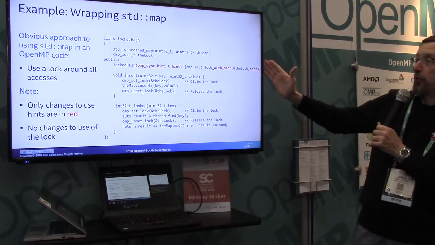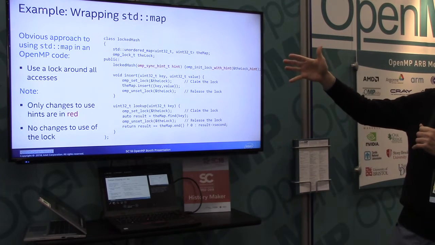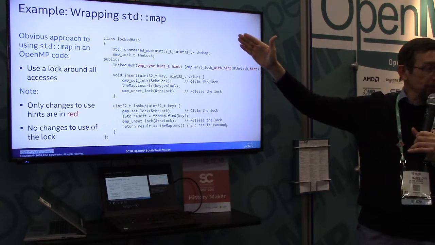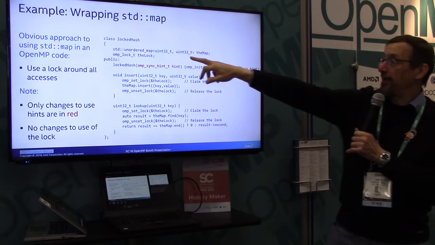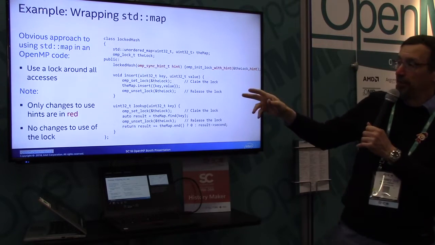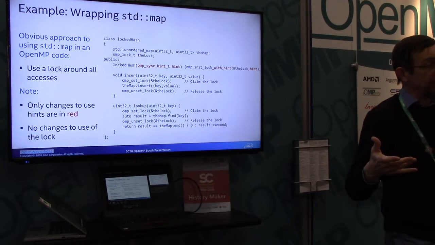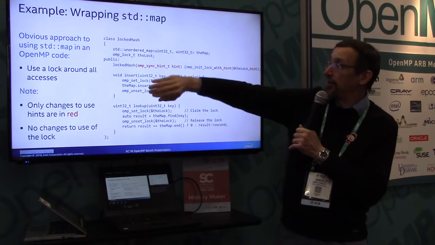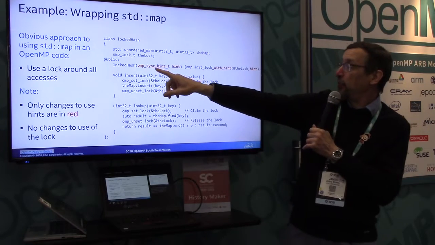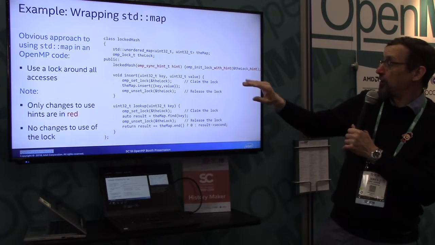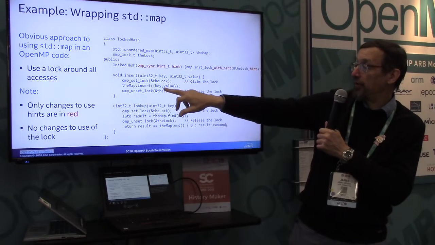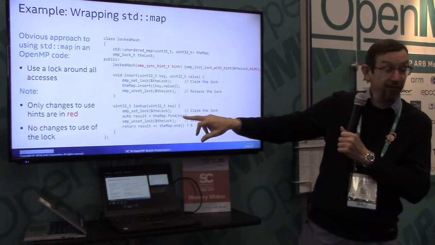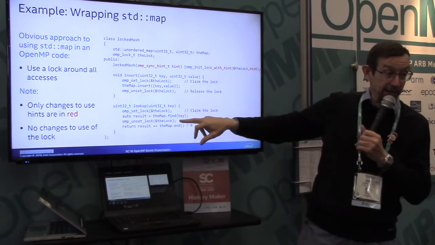So the example that we're using here is to say, okay, I've got some program. It's using a std::unordered_map, which is just a hash table, to map from an unsigned 32-bit integer to another unsigned 32-bit integer, and I want to use that inside an OpenMP code. Well, what I'm going to do is build myself a locked hash class like this, and I put a lock in there. And when I initialize the class, I initialize the lock. And then when I insert, I take the lock, I do the insertion, and I unset the lock. And similarly, when I do a lookup, I take the lock, I find the result, and I unset the lock.